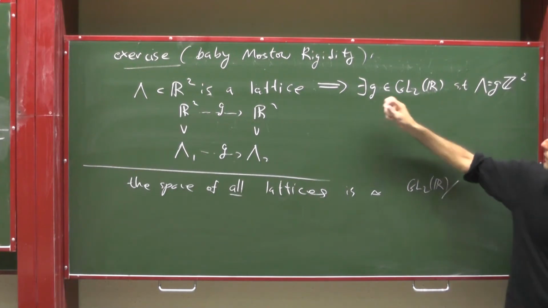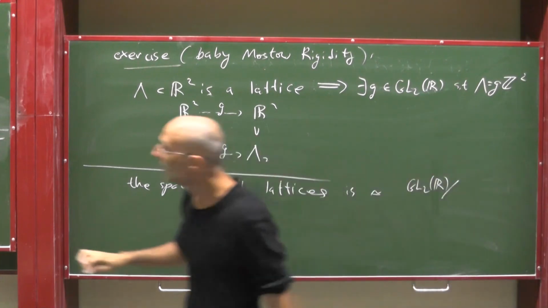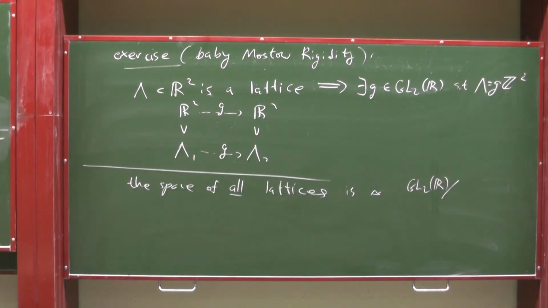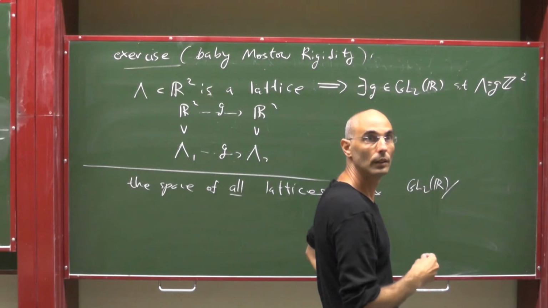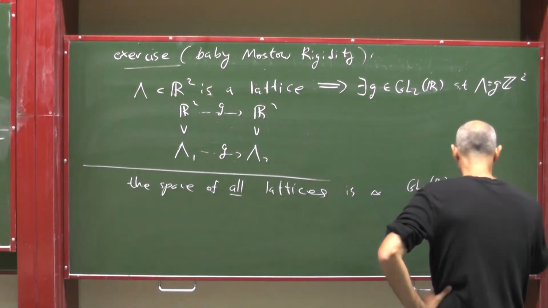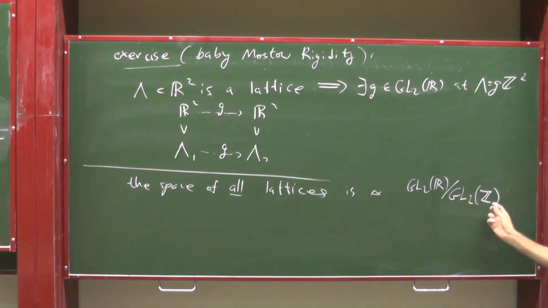I can take this base point, Z square, and by applying G, I can take it to anywhere in the space of lattices of R2. So this space could be identified with a coset space of GL2R. And the stabilizer, or the group that should appear there, is the stabilizer of Z square itself. What is it? Which we've discussed. This is almost SL2Z, up to index 2.